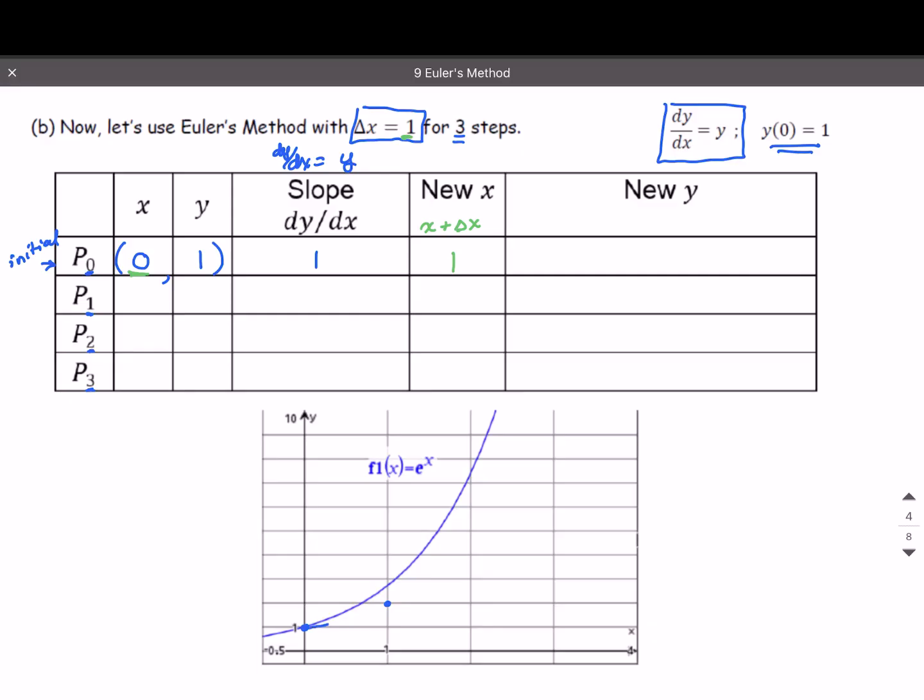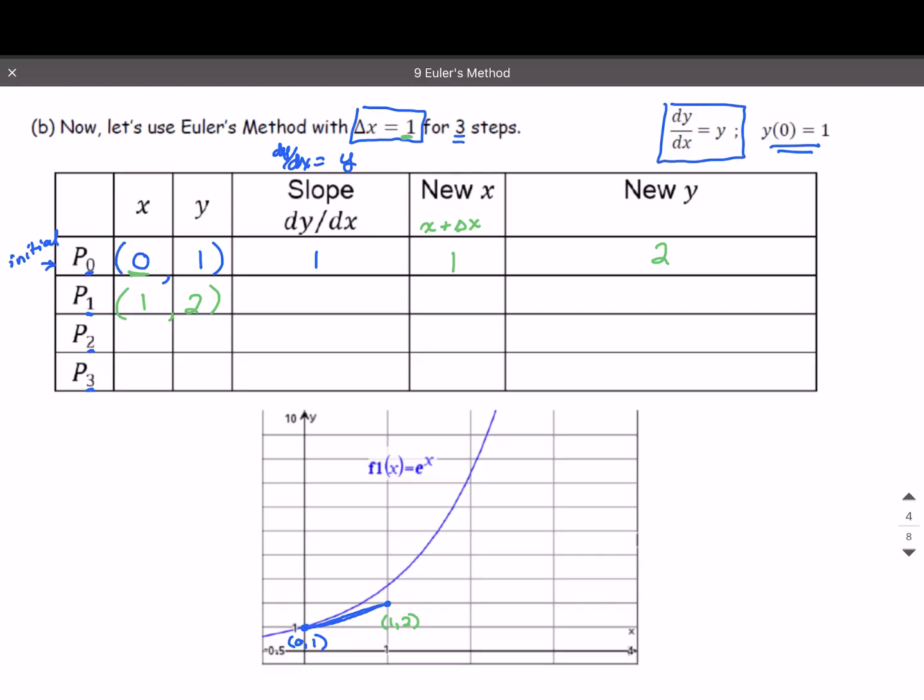Okay? And this line, so this was our point (0, 1), and notice our new point is at (1, 2). So our new y was 2, right? Now, notice that line was tangent at the point (0, 1), but it's not tangent now that we're at (1, 2). We're going to use this point (1, 2), our new x and our new y, and we're going to find the slope at this point.